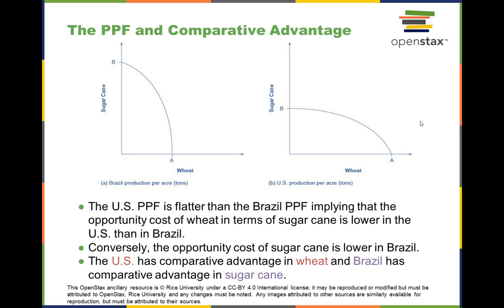The US PPF is flatter than the Brazil PPF, implying that the opportunity cost of wheat in terms of sugarcane is lower in the US than in Brazil. Conversely, the opportunity cost of sugarcane is lower in Brazil. The US has comparative advantage in wheat, and Brazil has a comparative advantage in sugarcane.